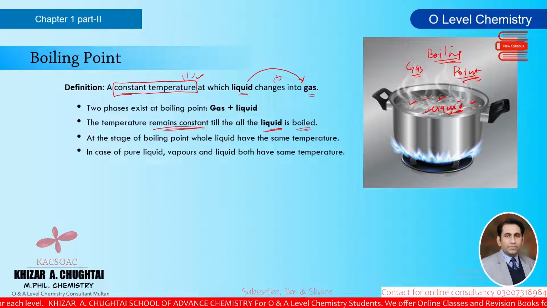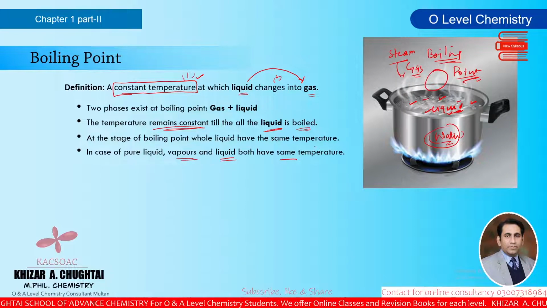In case of a pure liquid, the vapors and the liquid both have the same temperature. Let's suppose it's pure water, I am going to boil water, and these are the fumes of water, it's steam. So the temperature of the steam and the temperature of water will be the same, right? In case of a pure liquid, the liquid and its vapors both will be at the same temperature.